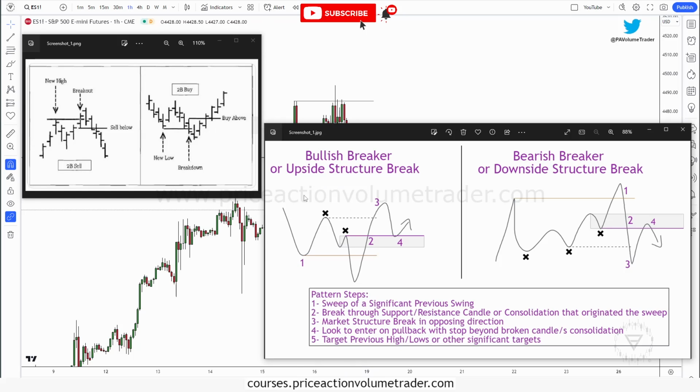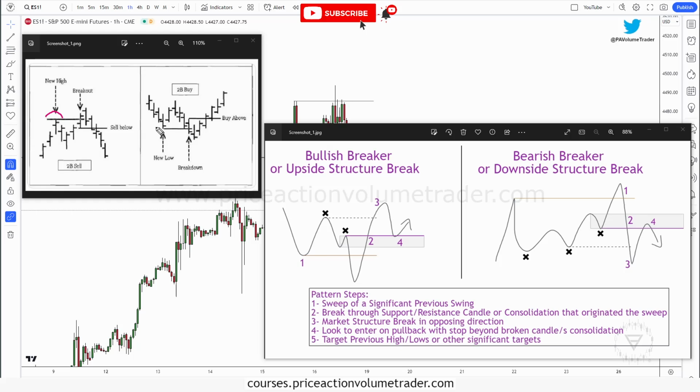There are so many names for these patterns. There's breakers. This is called the two line break, the 2B buy or sell. Some people call it broken bases. Other people call it fake outs. There are so many different names for this, but in all cases, you can see the basic pattern.